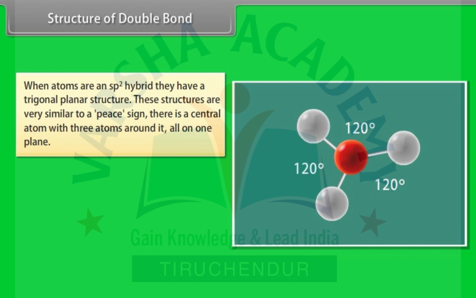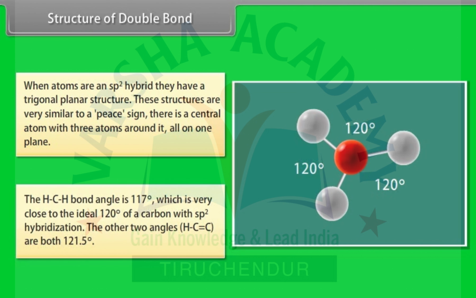Trigonal planar molecules have an ideal bond angle of 120 degrees on each side. The HCH bond angle is 117 degrees, which is very close to the ideal 120 degrees of a carbon with sp2 hybridization. The other two angles, HCC, are both 121.5 degrees.